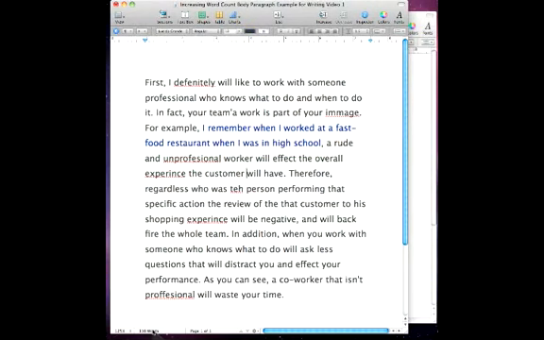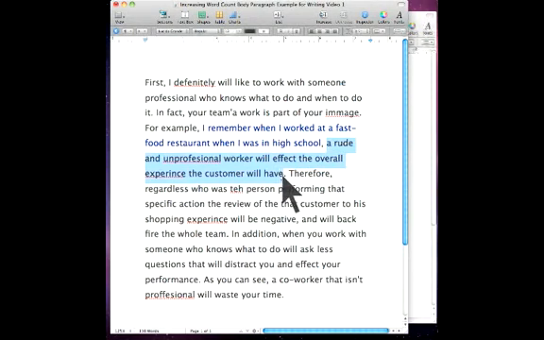That's already 130 words. A rude and unprofessional worker will affect the overall experience the customer will have. So I'm not going to change everything. This is a general statement. So we tell a story with it. How do we tell a story with it? We just change it to that personal experience.